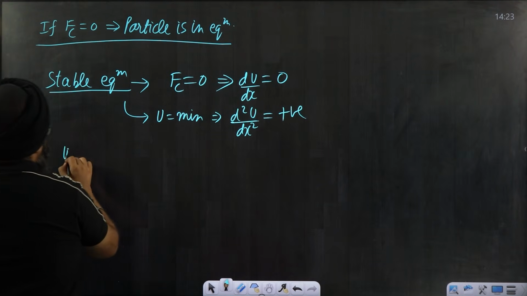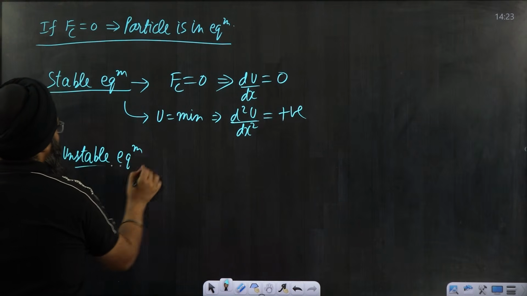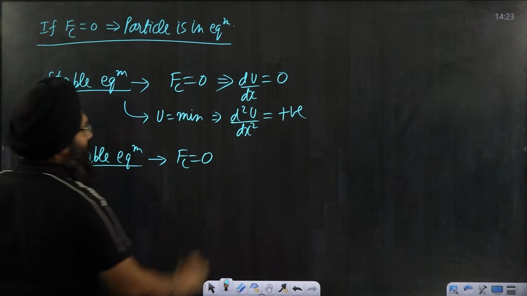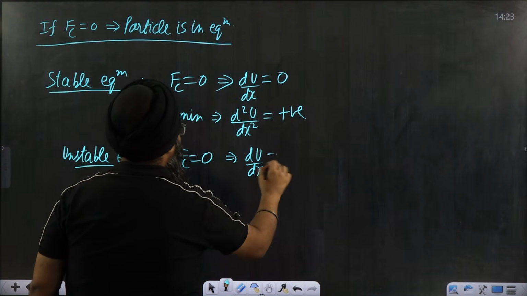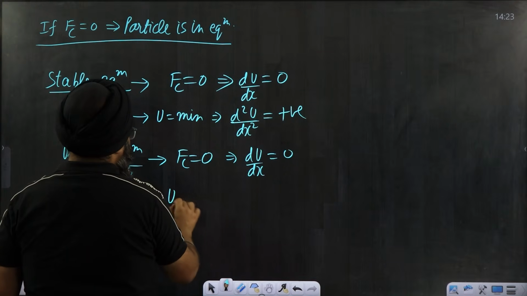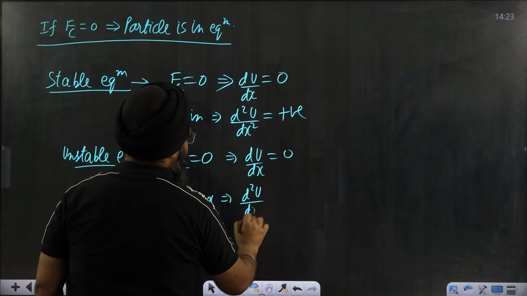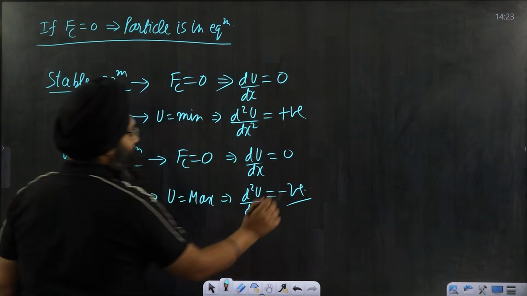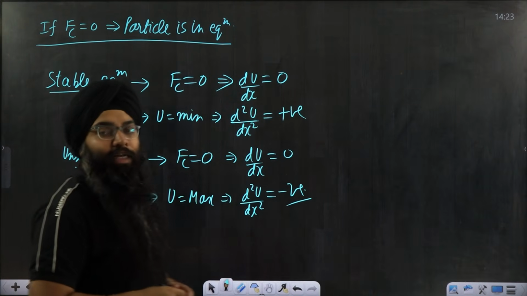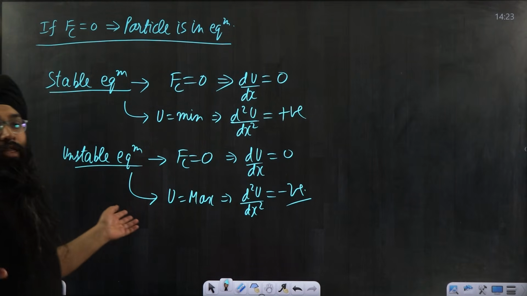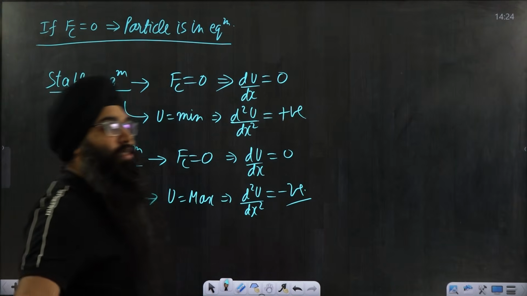For stable equilibrium, potential energy will be minimum and the double differentiation of potential energy will be positive. If it is unstable equilibrium, in that case what will happen? Conservative force will be equal to 0 and dU by dx is also equal to 0. But since it is unstable equilibrium, potential energy will be maximum and the double differentiation will be negative. This is very important. They will give you an equation and ask you to find the equilibrium and the nature of equilibrium, whether it is stable or unstable. So I hope this particular point is clear to you.